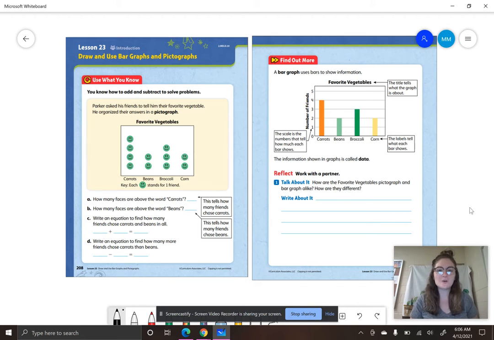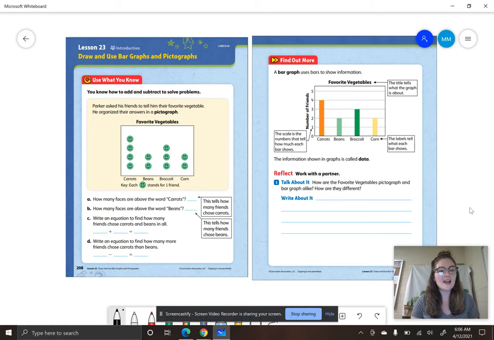Today, we are going to be talking about reading, making, and drawing pictographs and bar graphs. Last week, we talked about creating line plots, which is a type of graph that helps us organize measurements. This week, we are going to be talking about using pictures and bars to show information. So go ahead and open to pages 208 and 209 in your instruction book. And let's go ahead and start with page 208.